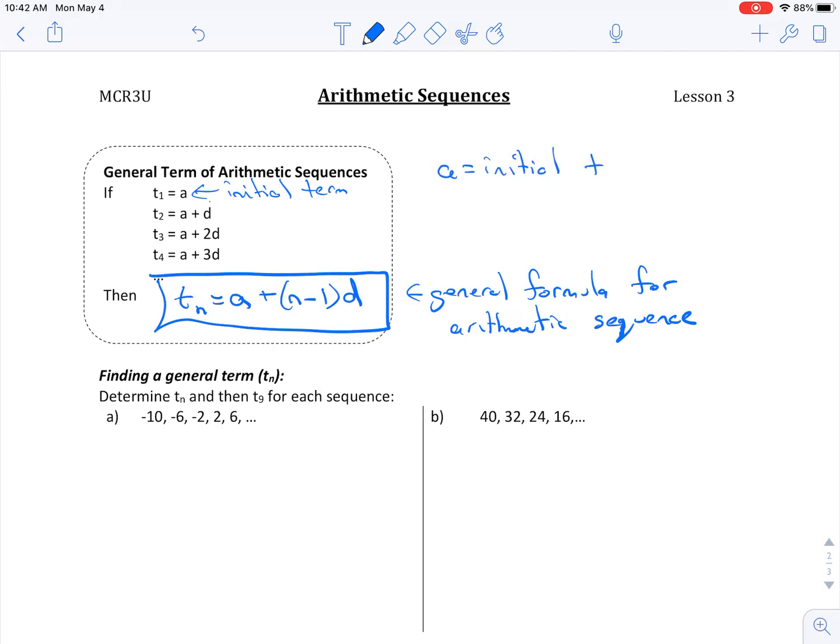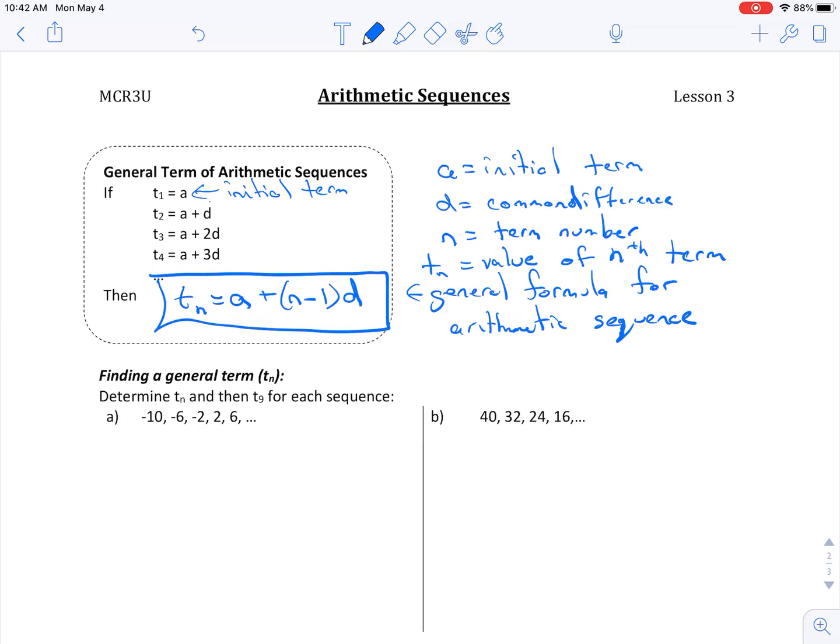And so you can always just rely on this thing. That's what's so great. And so in this, a is my initial term, or my first term, whatever you want to call it. d, we said, is my common difference. And n is my term number. And t sub n is the general term or the value of the nth term. So you're going to know that formula pretty well, but of course you will always be given that formula. So let's try to apply it.